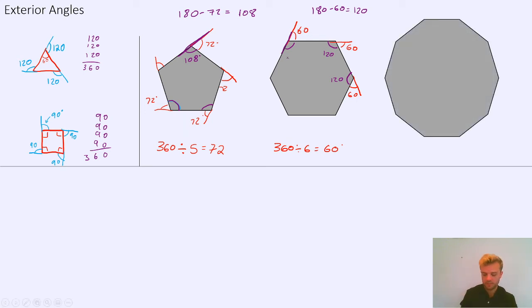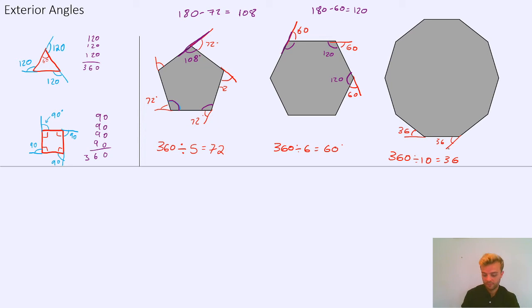One final example. Here is a 10-sided shape. 1, 2, 3, 4, 5, 6, 7, 8, 9, 10. And it doesn't matter that it's got loads of sides. I can do exactly the same thing. I can do 360 divided by 10, and that's going to give me 36. That's the size of the exterior angle that looks like this, or like this, all the way around.